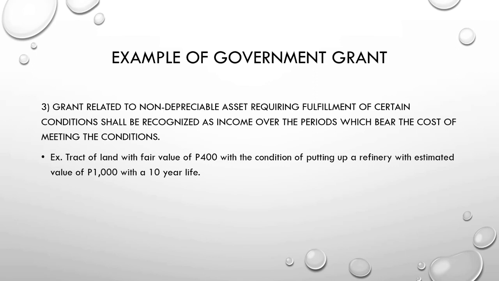The third example would be for a grant related to a non-depreciable asset requiring fulfillment of certain conditions. It shall be recognized as income over the periods which bear the cost of meeting the conditions. Example: a tract of land with a fair value of 400 with the condition of putting up a refinery with an estimated value of 1,000 with a 10-year life. So in this example, we are given land in exchange for putting up a refinery.